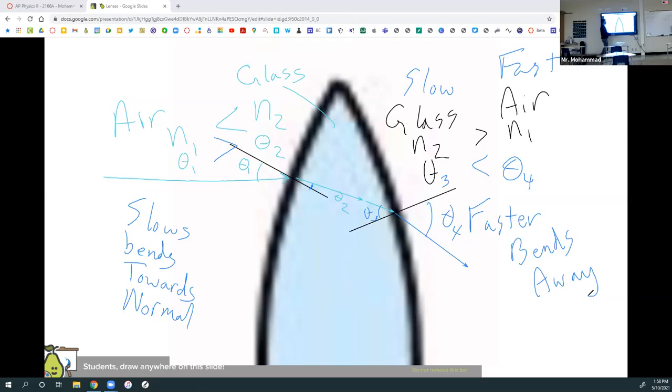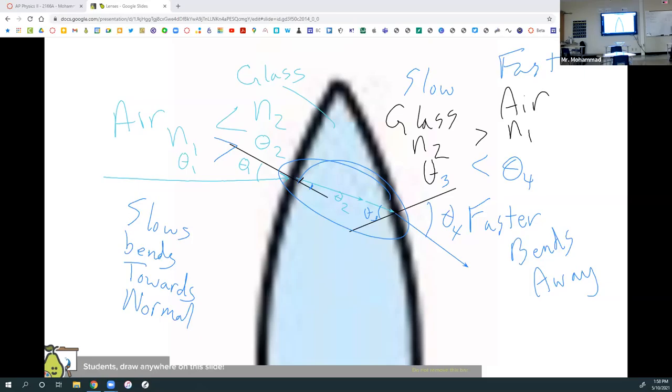So usually we don't show, and we'll take a look on the next slide, we usually don't show what's happening inside of here. We usually don't show that in all of our diagrams for the rest of the day. We're going to ignore what's going to happen inside the lens and just show what happens when it comes out the other side. There's a couple of different rules of what happens when it goes from one side to another.